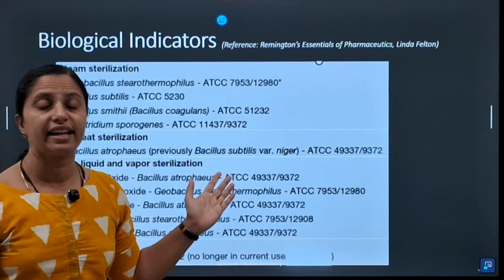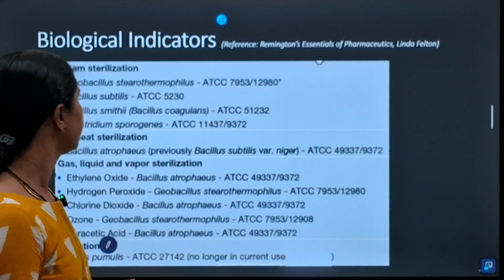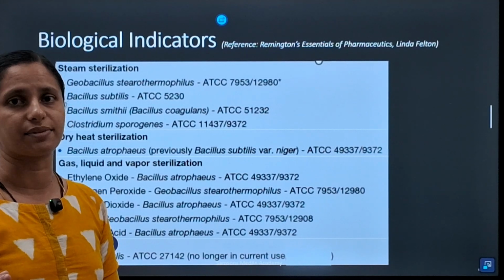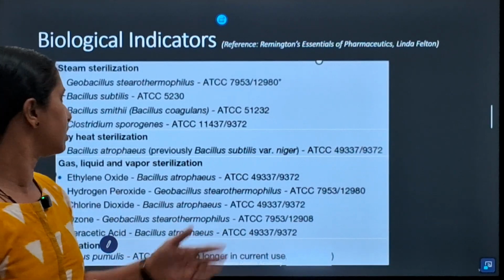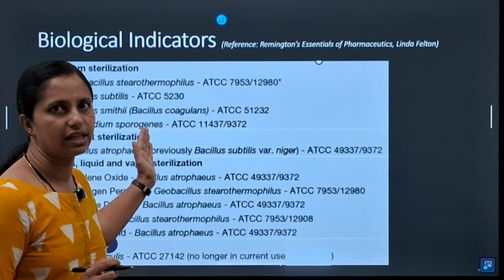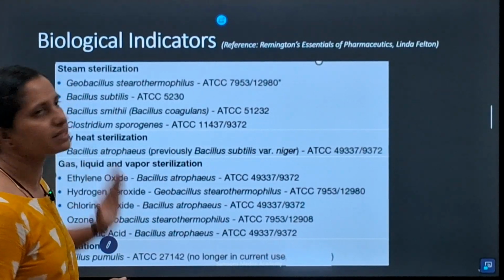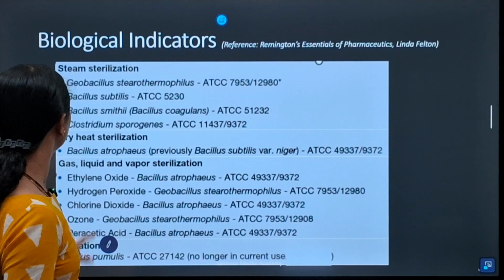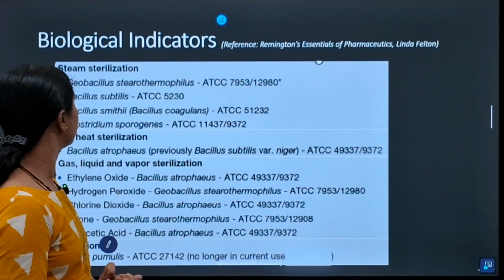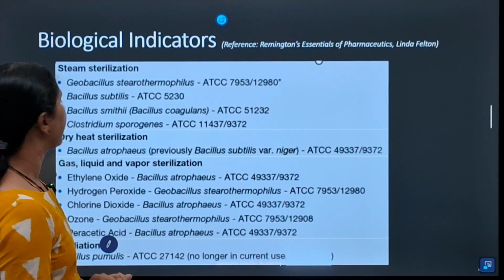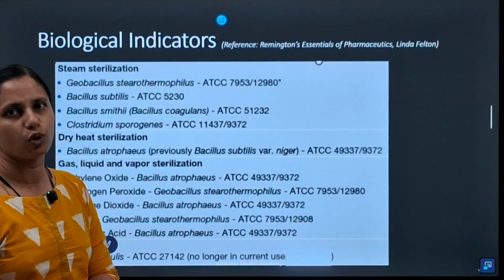Another important area of sterilization is the biological indicators of sterilization. We know what biological indicators are. They are the spores of resistant organisms which are used to monitor a sterilization process. Okay. So coming to different species of biological monitors used in various sterilization methods. First one is steam sterilization. For steam sterilization, we can use 4 varieties of microorganisms: Geobacillus stearothermophilus, Bacillus subtilis, Bacillus smithii and Clostridium sporogenes.